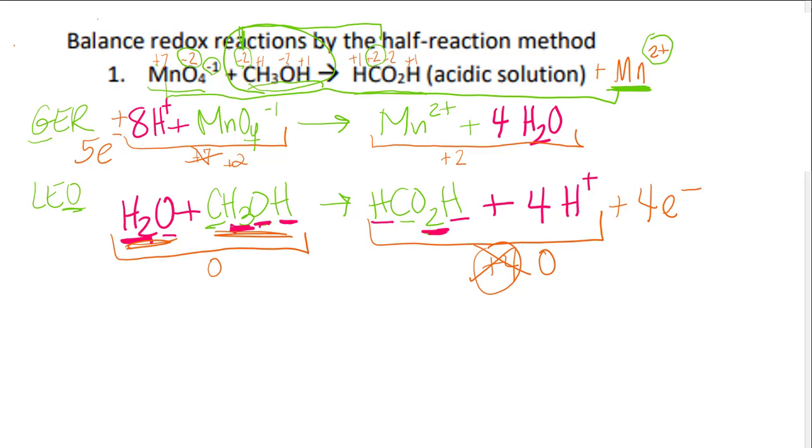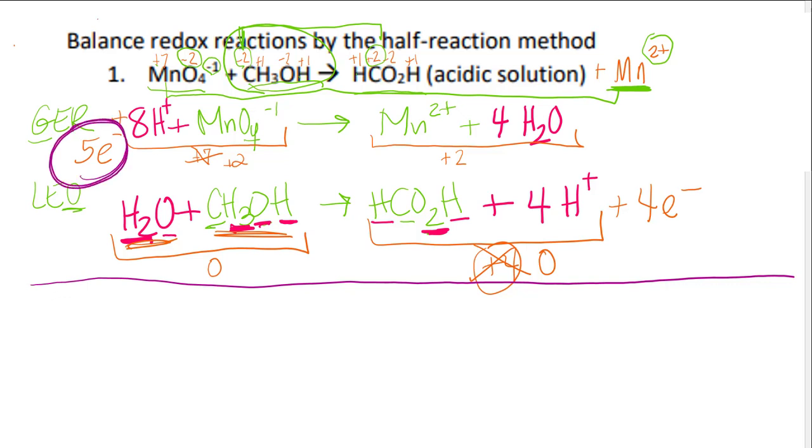Now remember, when we combine both of my half reactions, remember that part that said my LEO needs to equal my GER as far as electrons. And we can see on the left side, in my reduction, I have 5 electrons. On the right side, I have 4 electrons. I need these to be equal, the left and the right side. So how do I get them to be equal?